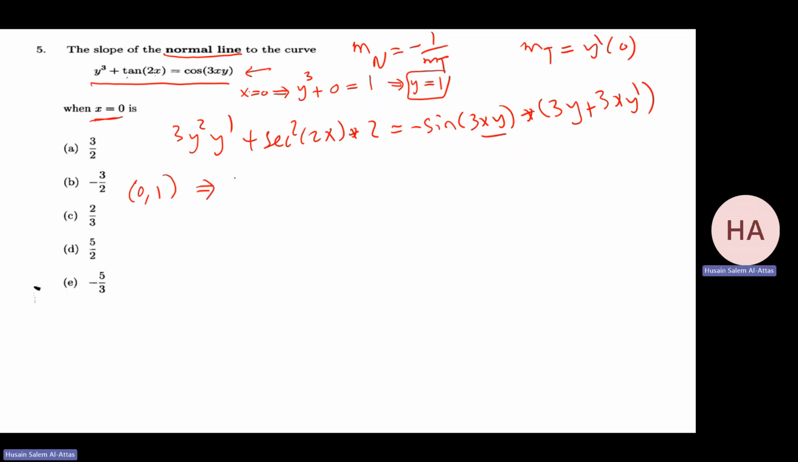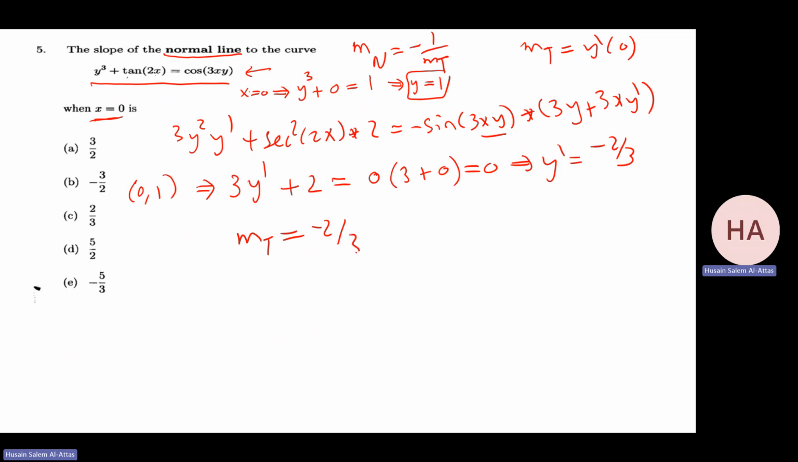So I have 3 y prime, secant 0, which is 1, times plus 2 equal sine 0, which is 0, times anything, which is 0 times 3 plus 0. So that would be 0. So y prime equals minus 2 over 3. So the slope of the tangent is minus 2 over 3. That implies the slope of the normal is 3 over 2, which is this.